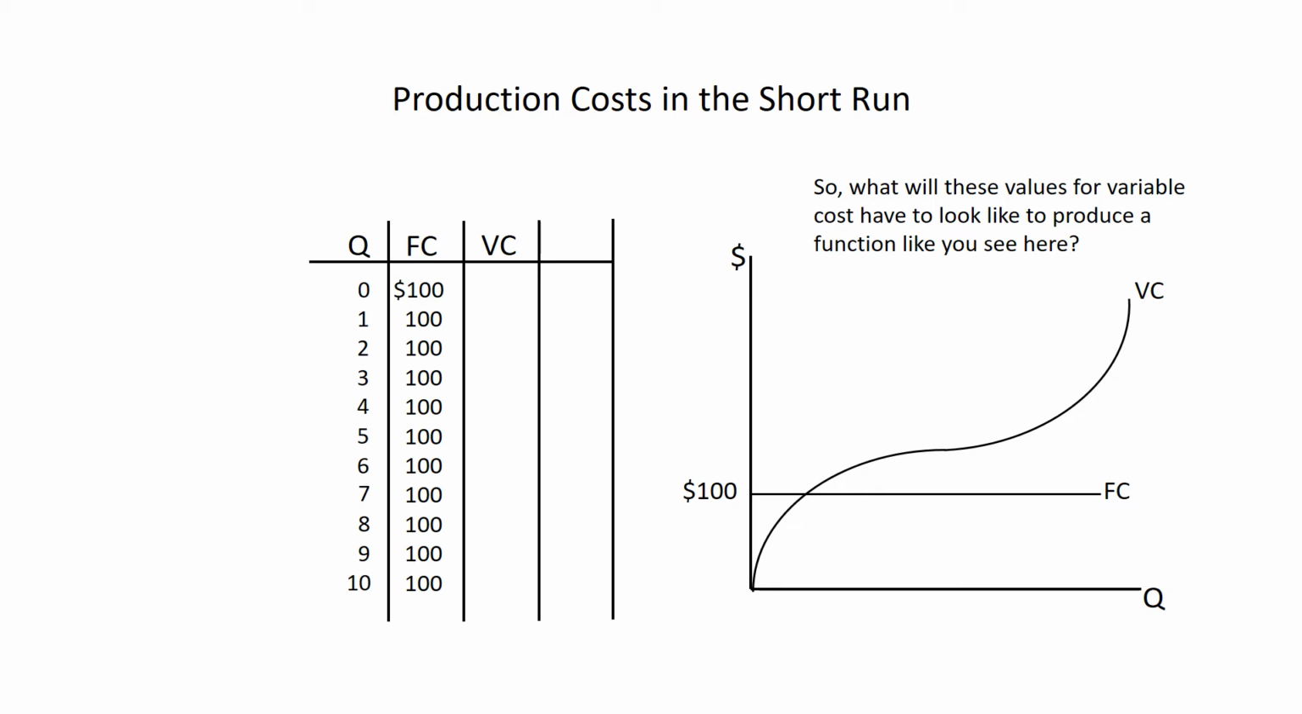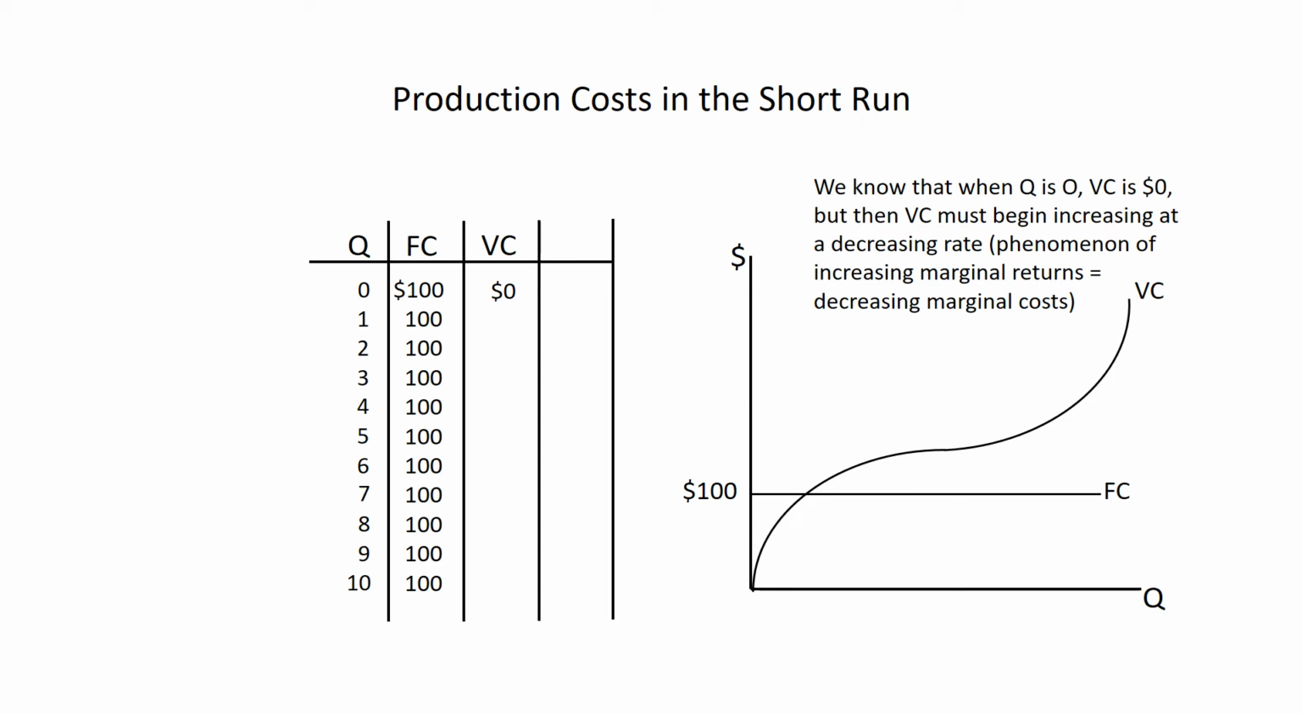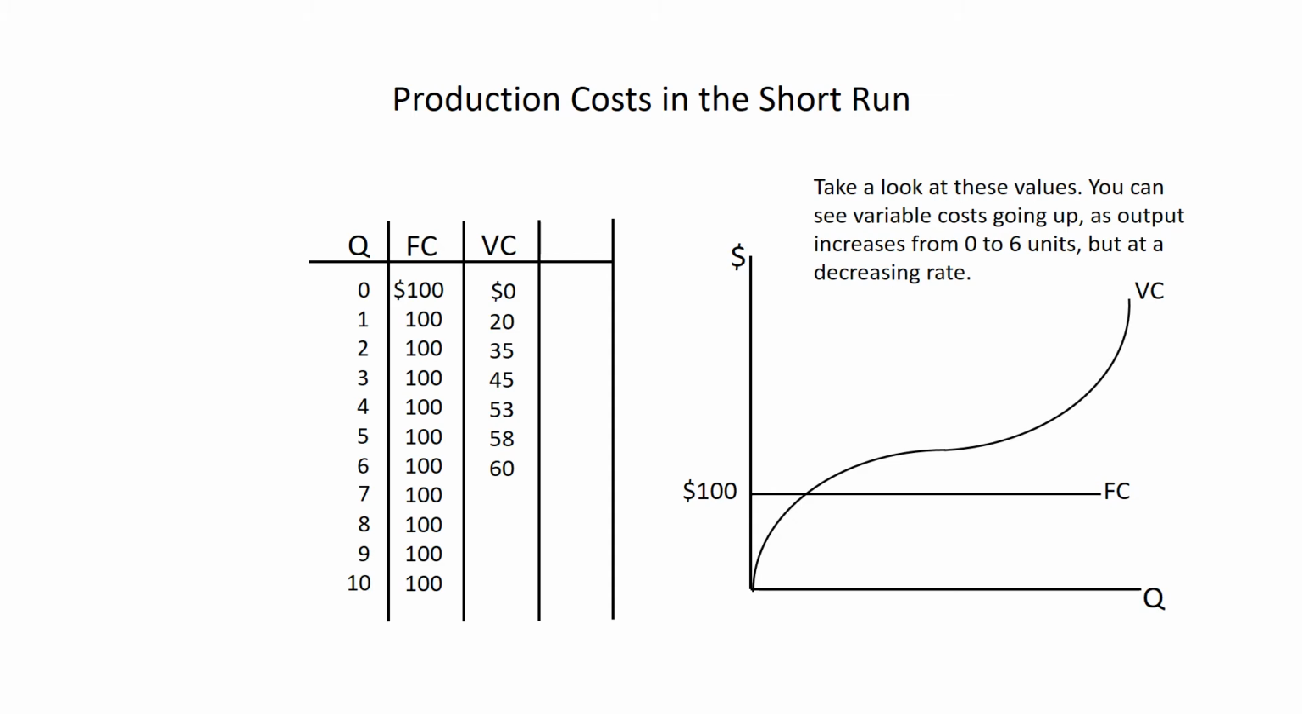So, what will these values for a variable cost function have to look like in order to produce the function that you see here? We know that when output is 0, variable costs are also 0. But then variable costs must begin increasing at a decreasing rate as output increases. This, of course, is the phenomenon we called increasing marginal returns and its equivalent, decreasing marginal costs. Let's take a look at these values.